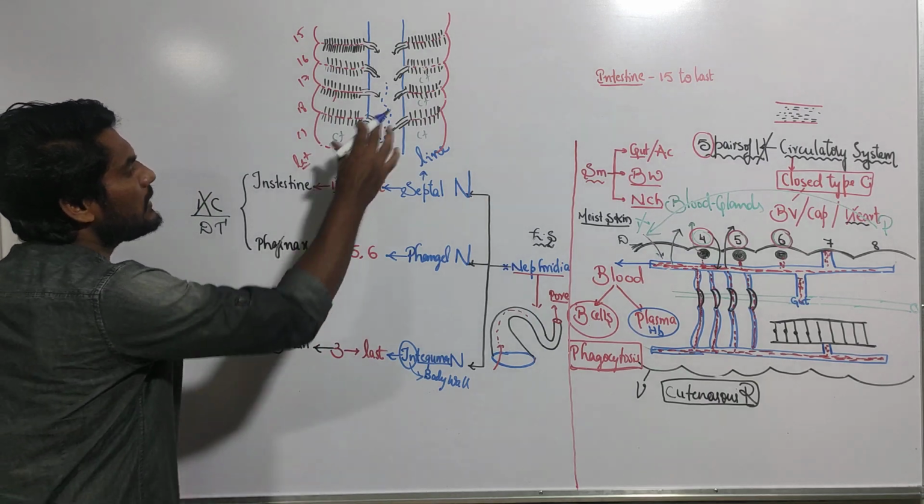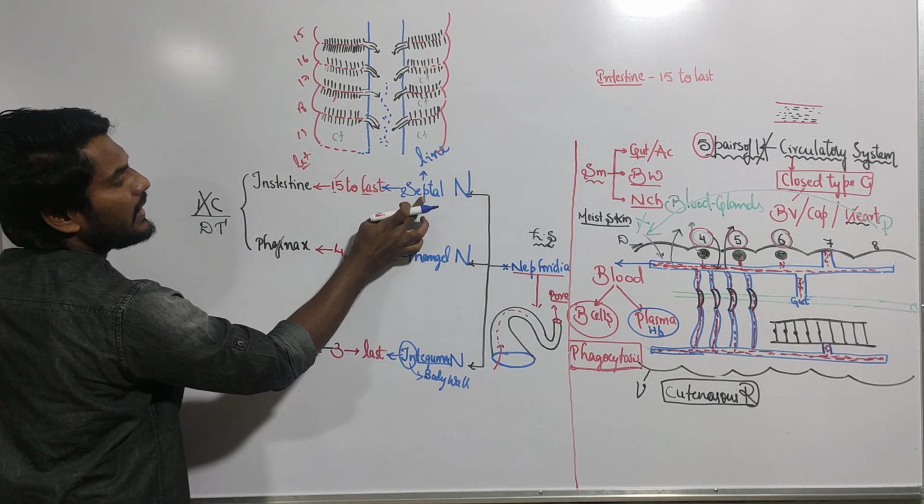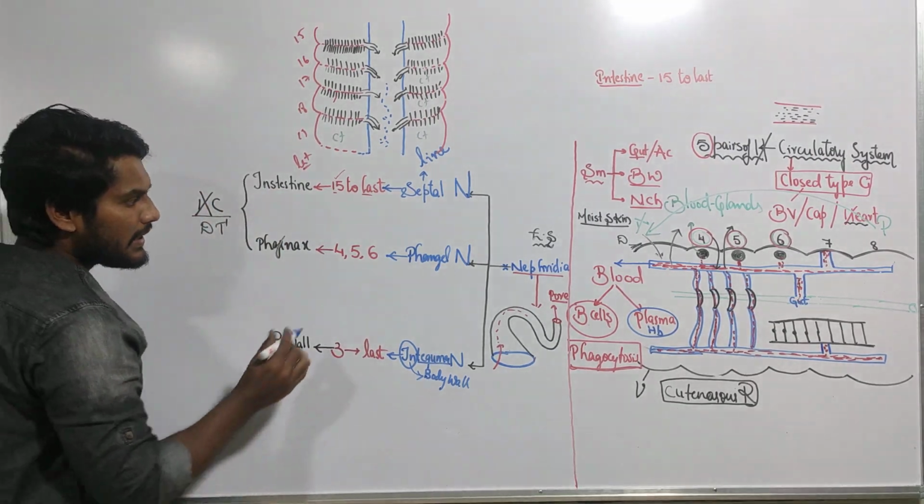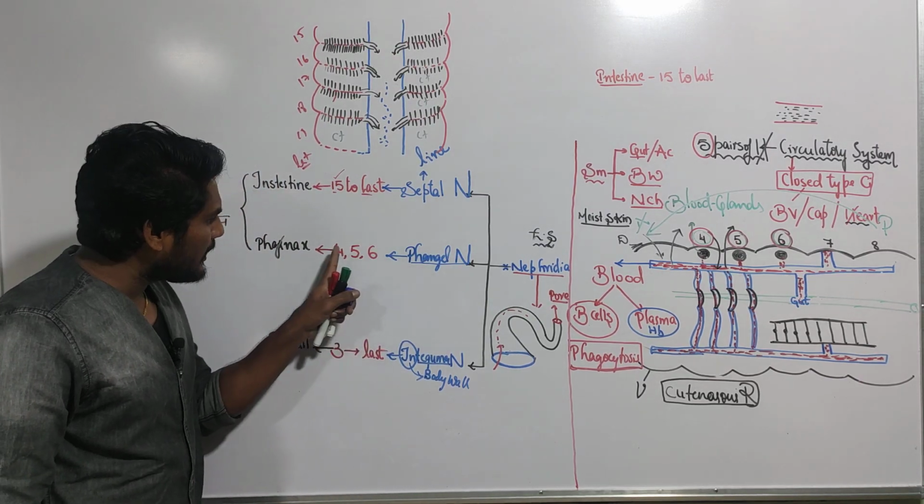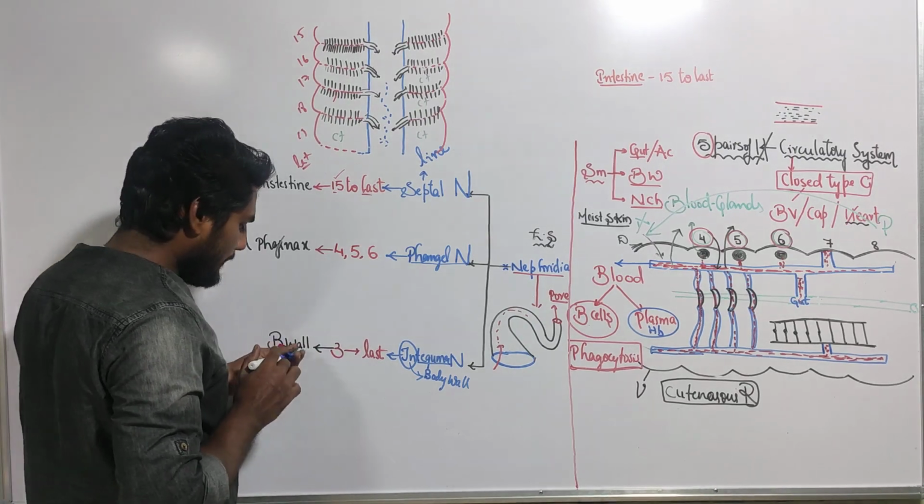So that is what I am telling: from the 15th segment to the last segment, on either side of the line they are present, and they release the waste material into where? Intestine. Second one is pharyngeal nephridia. I told you pharyngeal nephridia are present in the 4th, 5th, 6th segments. So let me represent those three segments.